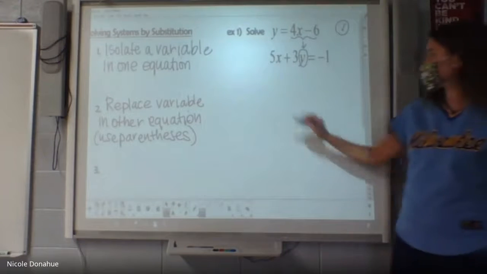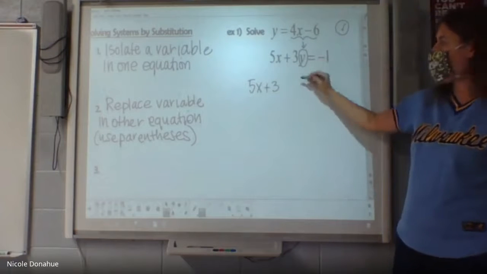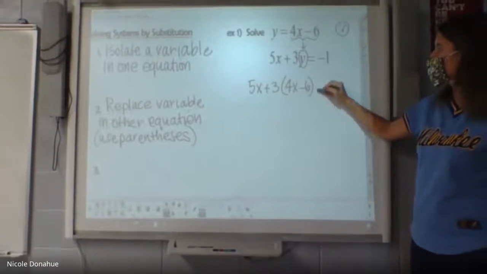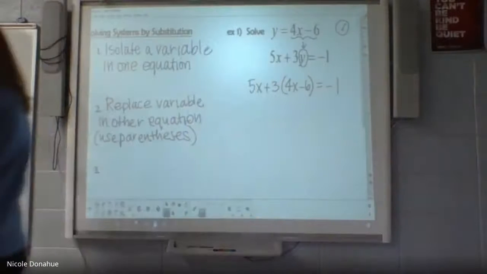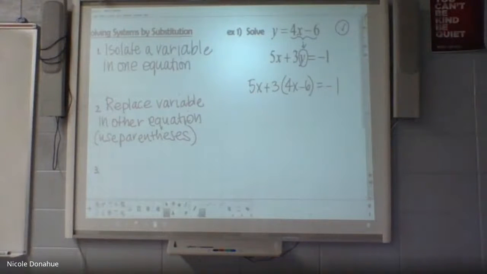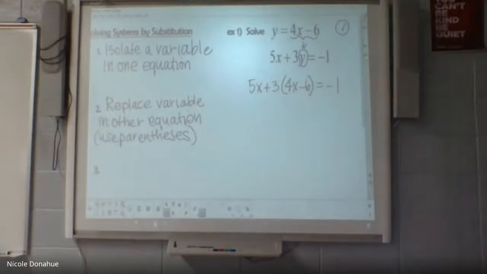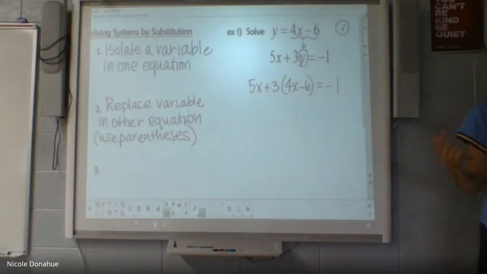So I have 5x plus 3. Instead of y, I'm going to put 4x minus 6. So I'm replacing that y value with 4x minus 6. Oh, sneaky. Because now we're down to just one variable. So we've gotten rid of the y in that equation, and we're down to just a single variable, which is just x.